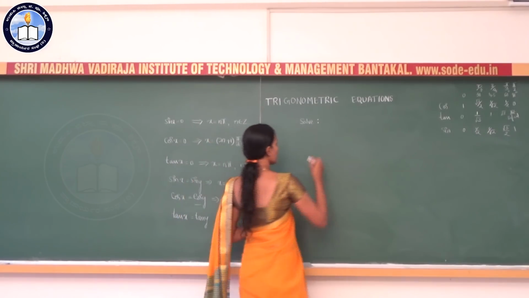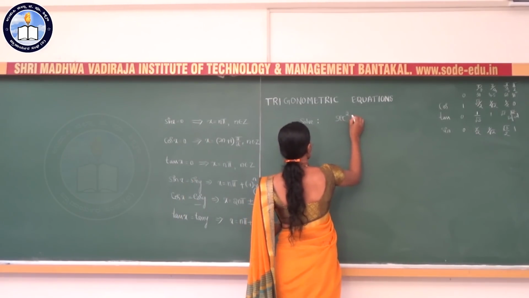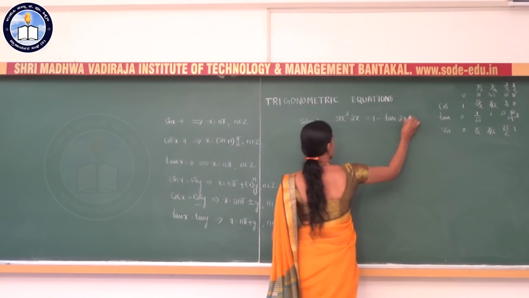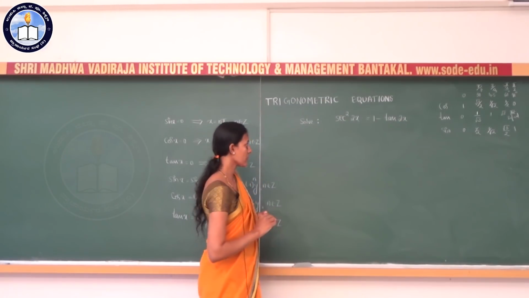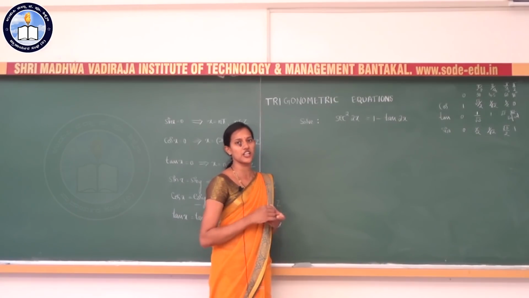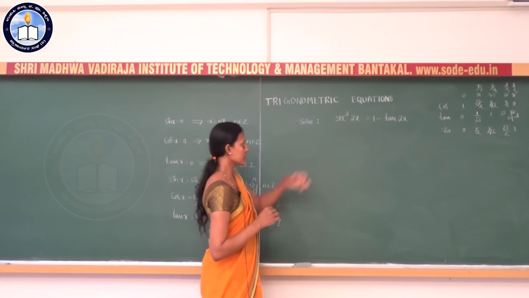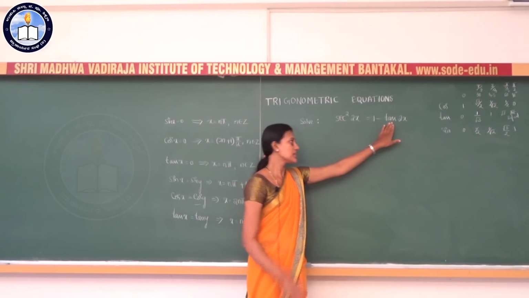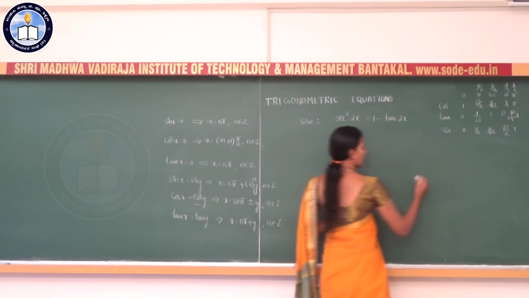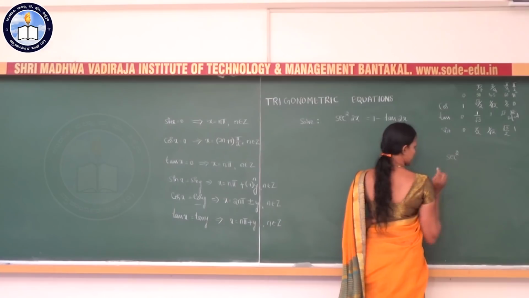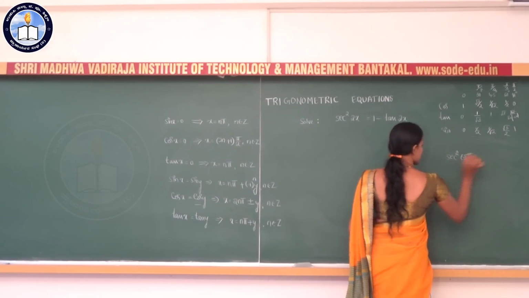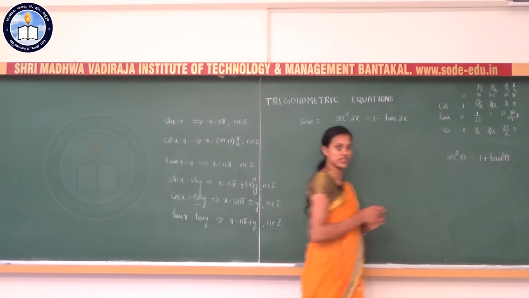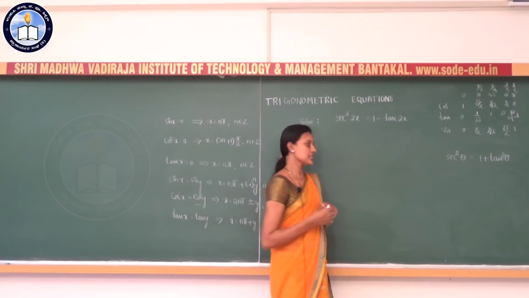Next question, solve secant square of 2x is equal to 1 minus tan 2x. We would like to have the trigonometric equation in one trigonometric function. So, here either we have to write secant square in terms of tan function or tan in terms of secant function. We can write the secant square in terms of tan function, secant square of theta. What is secant square of theta? It is 1 plus tan square of theta, the identity. 1 plus tan square theta is equal to secant square theta.